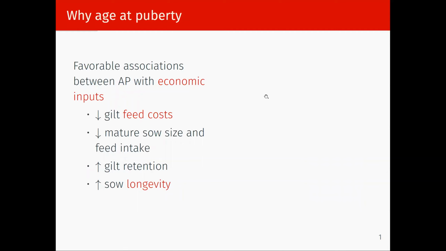So first and foremost, why are we even talking about age at puberty in pigs? And what's the purpose? Well, to date, there has been a number of favorable associations noted between age at puberty with other economic inputs, such as a decreased age at puberty is associated with decreased gilt feeding costs, which is associated with a decreased mature sow size and then subsequent feed intake later in life. It's also been shown that a decreased age at puberty correlates to increased gilt retention during the developing phase, and then also an increased sow longevity.